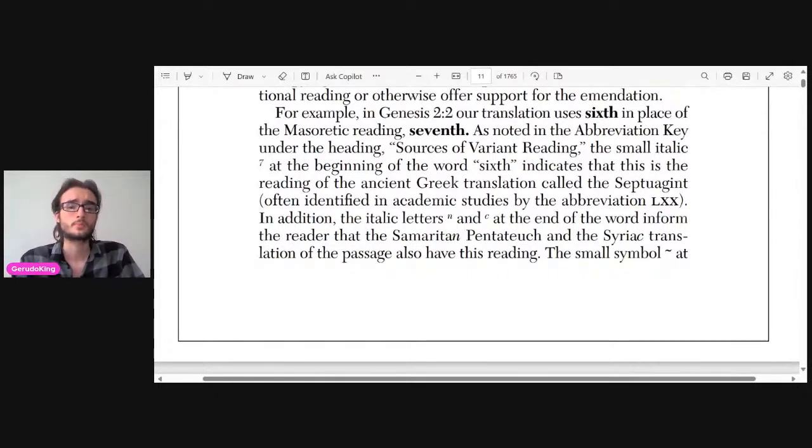As noted in the abbreviation key under the heading, Sources of Variant Reading, the small italic 7 at the beginning of the word sixth indicates that this is the reading of the ancient Greek translation called the Septuagint, often identified in academic studies by the abbreviation LXX. In addition, the italic letters N and C at the end of the word inform the reader that the Samaritan Pentateuch and the Syriac translation of the passage also have this reading.